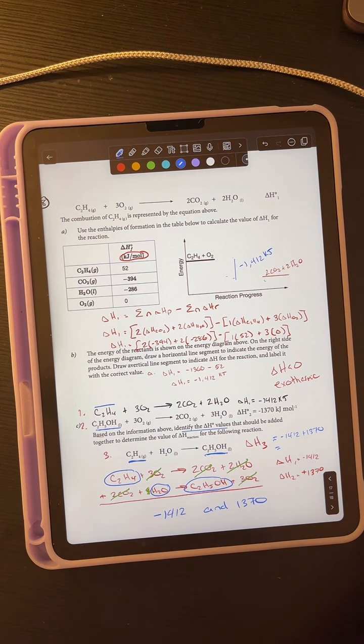Whew. We're doing a lot of math today, y'all. A lot of math.